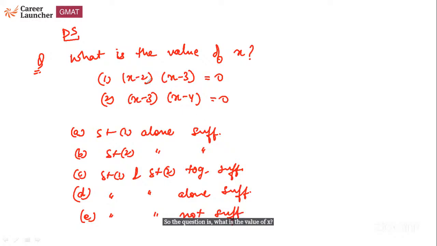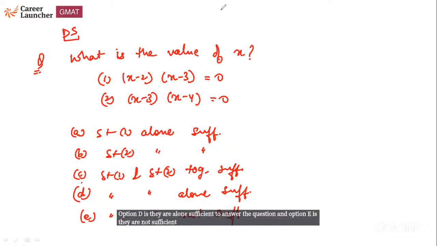First statement, (x minus 2) into (x minus 3) is equal to 0. Second statement, (x minus 3) into (x minus 4) is equal to 0. Option A, statement 1 alone is sufficient, but not statement 2. Option B, statement 2 alone is sufficient, but not statement 1. Option C is they both together are sufficient. Option D is they are alone sufficient to answer the question. And option E is they are not sufficient to answer the question.